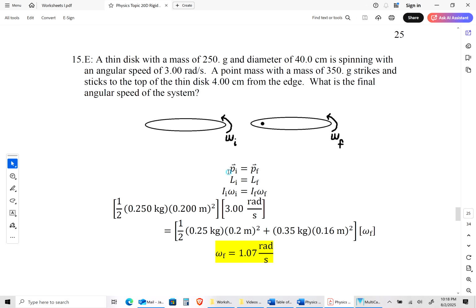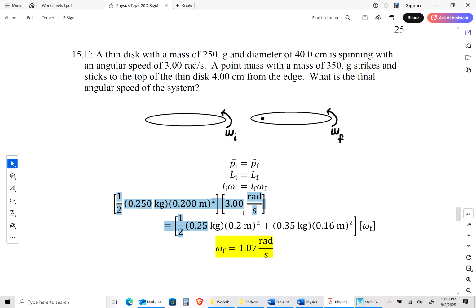Do you remember the examples of the law of conservation of linear momentum? If you don't, go back to that video and look at those examples. It's like you have 2 objects hitting each other and sticking together and moving together. So we're going to have angular momentum initial equals angular momentum final. So I initial omega initial equals I final omega final.